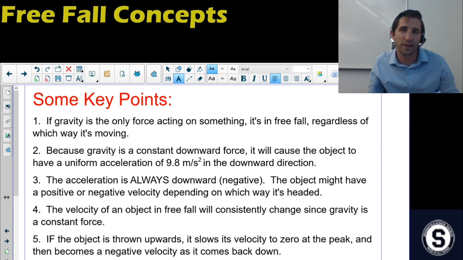I've probably said that about 100 times already, but it's the most important point: gravity causes a constant downwards acceleration of negative 9.8 meters per second squared.